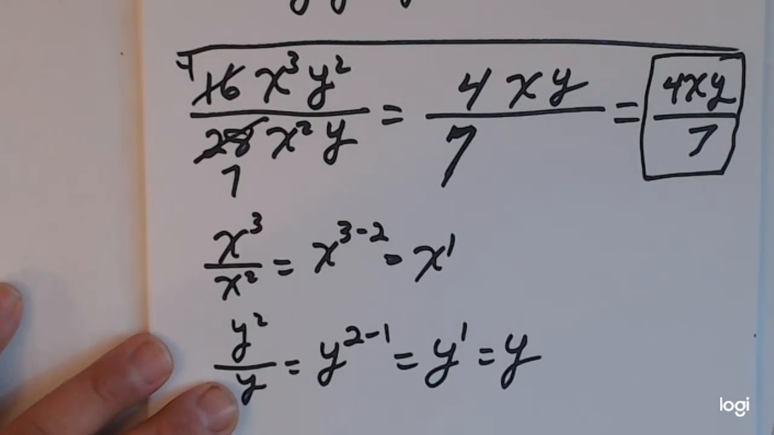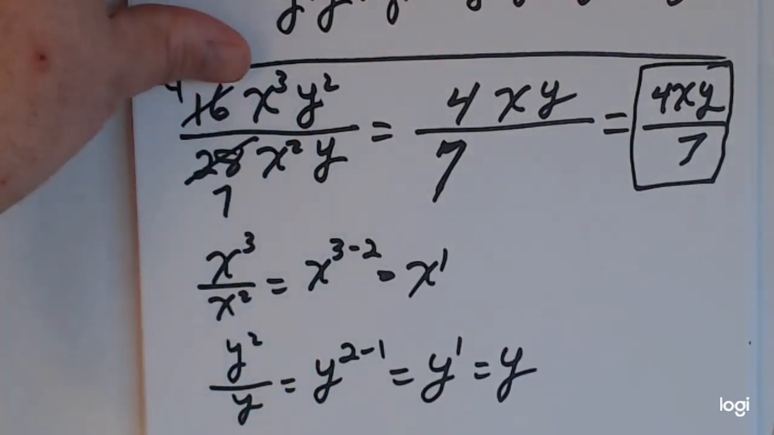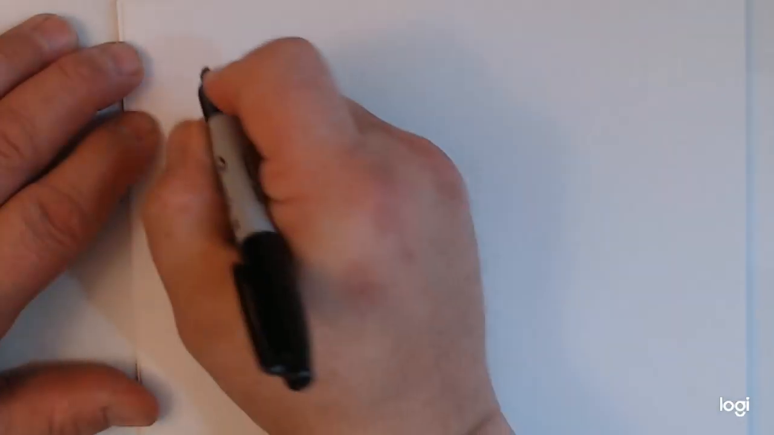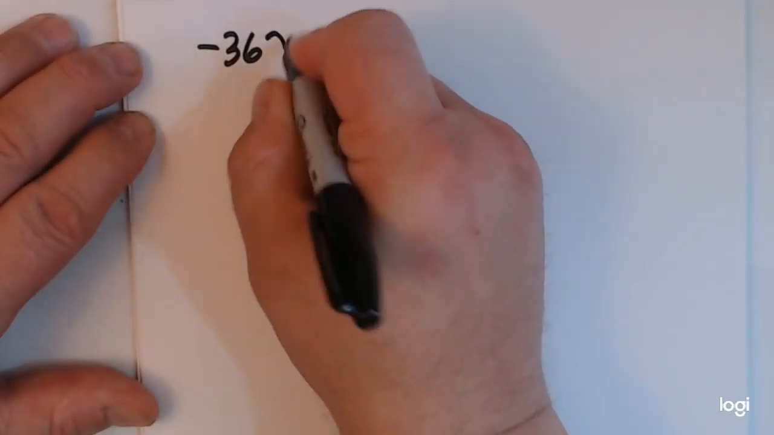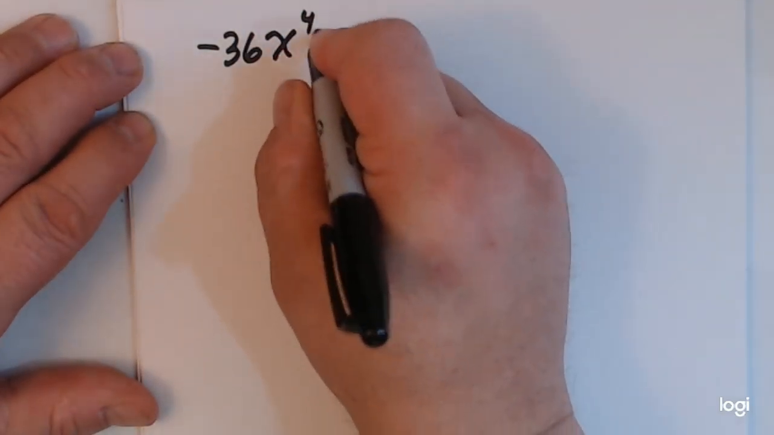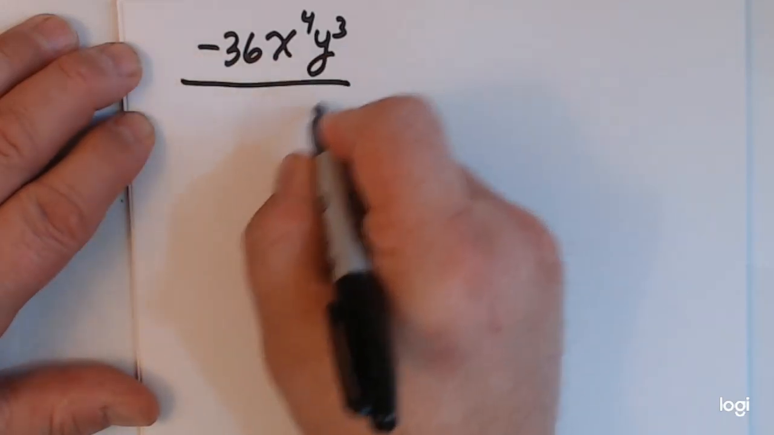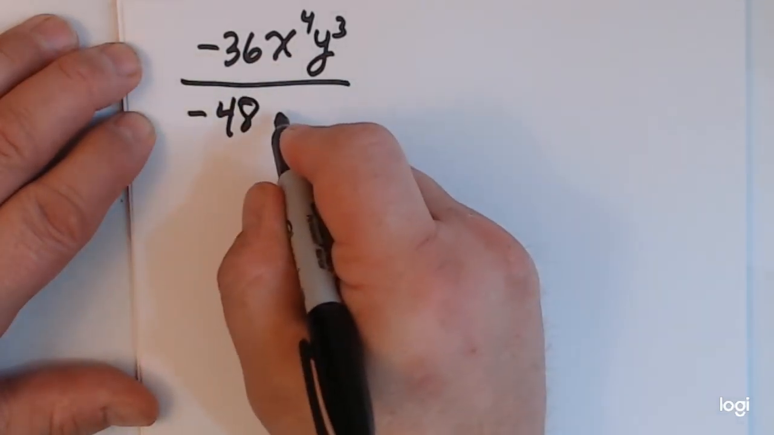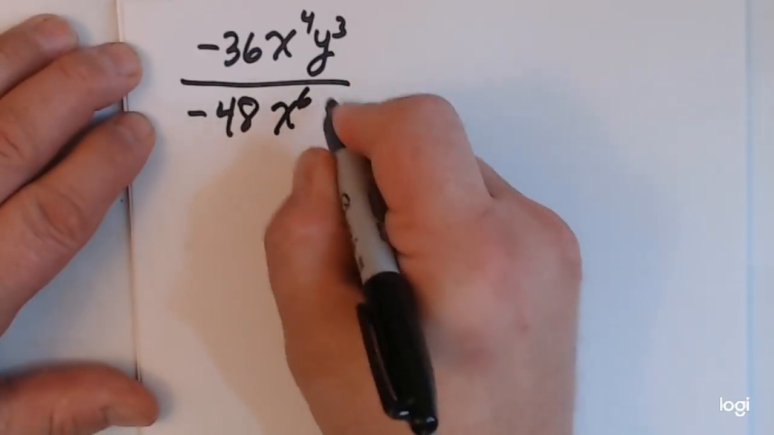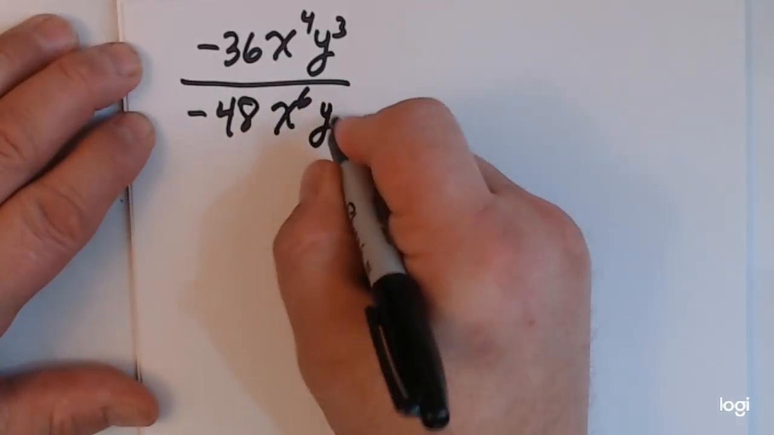Okay. Let's move on. Negative 36 x to the 4th y cubed over negative 48 x to the 6th y squared.